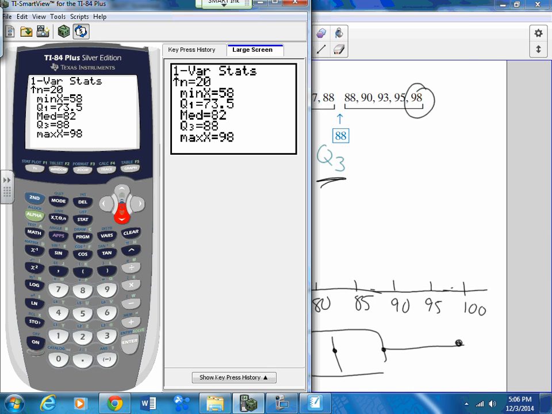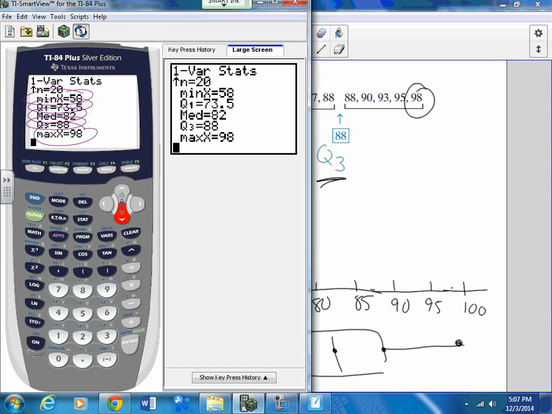Notice it told me the minimum. It told me my first quartile value, which was the median of my first half of data. It told me my median, the middle of all my data, and it told me my third quartile, which was the median of my second half of data. And it told me my max. So this tells you all of the stuff that you found out by doing all this crossing out business.